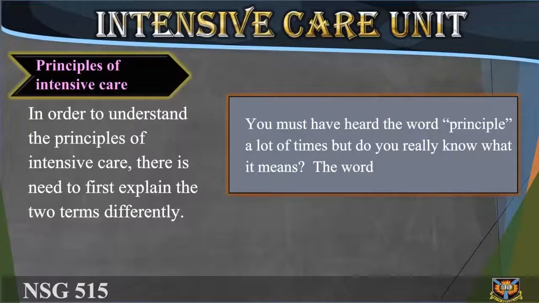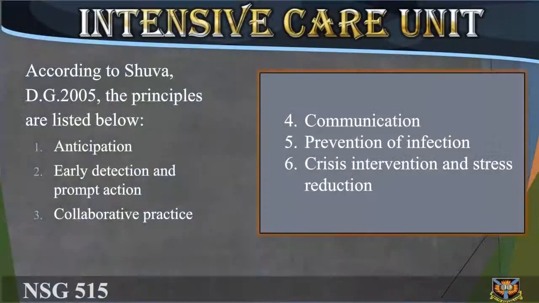Intensive care nursing is a comprehensive, specialized, and individualized nursing care service which is rendered to patients with life-threatening conditions and their families. According to Shuva DG 2005, the principles are listed below. 1. Anticipation. 2. Early detection and prompt action. 3. Collaborative practice. 4. Communication. 5. Prevention of infection. 6. Crisis intervention and stress reduction.